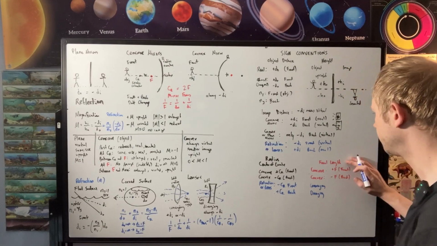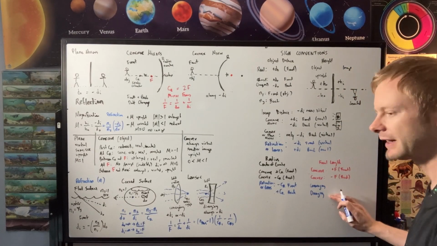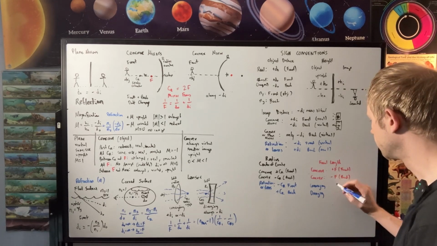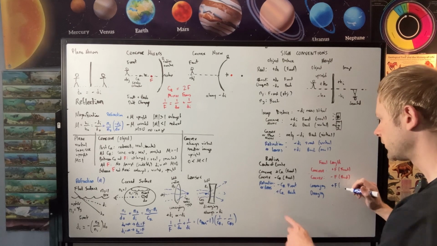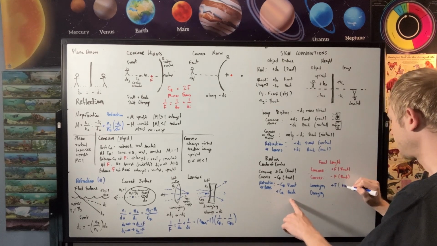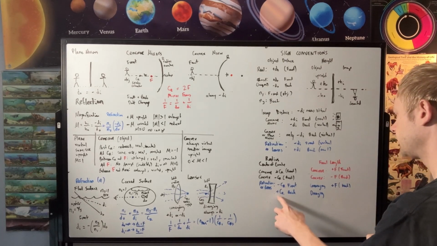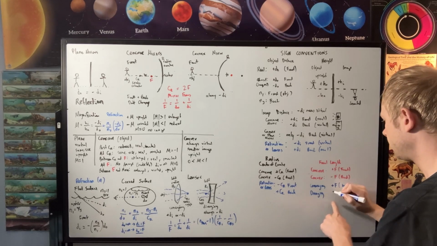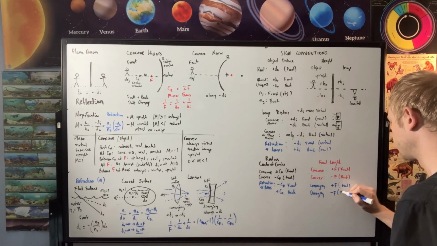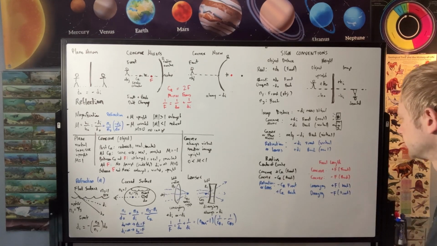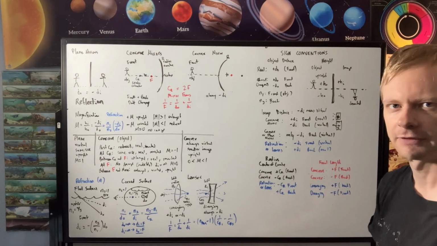Now let's take a look at the focal length for converging and diverging lenses. For the converging, it would always be plus F, and that's because the focal point appears on the back side, referring back to the CR. And then for the diverging, it would be negative F, and that's because the focal point always appears on the front side. So just in case we needed to know that.